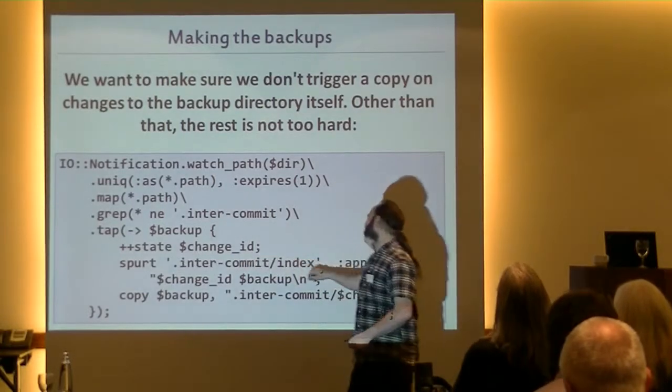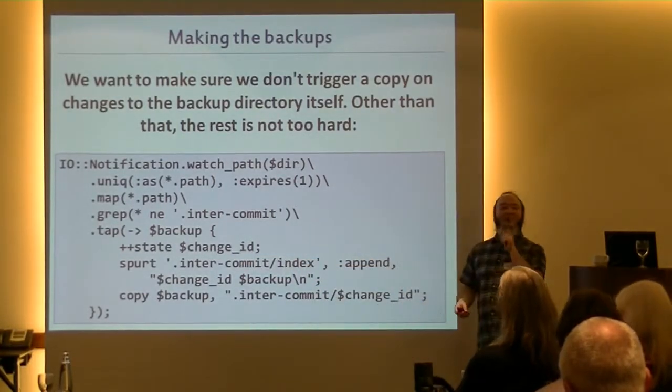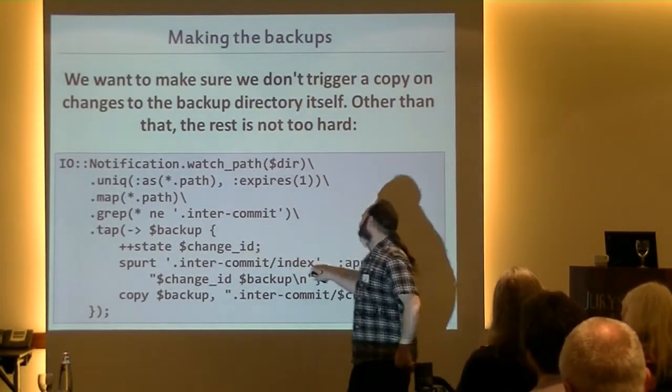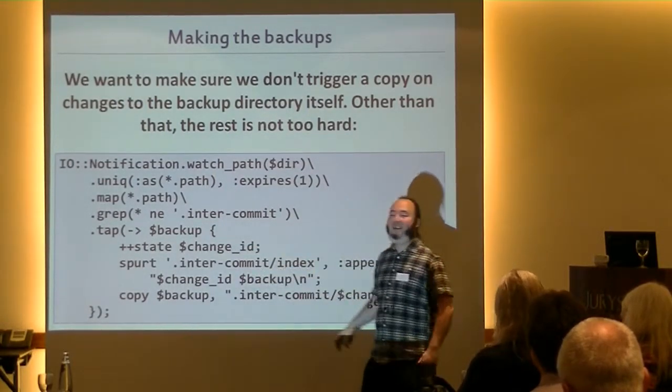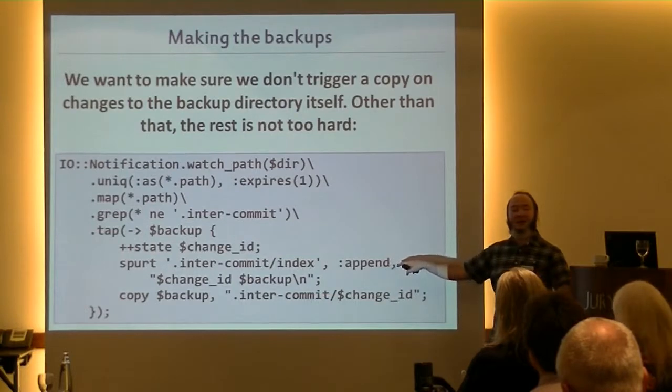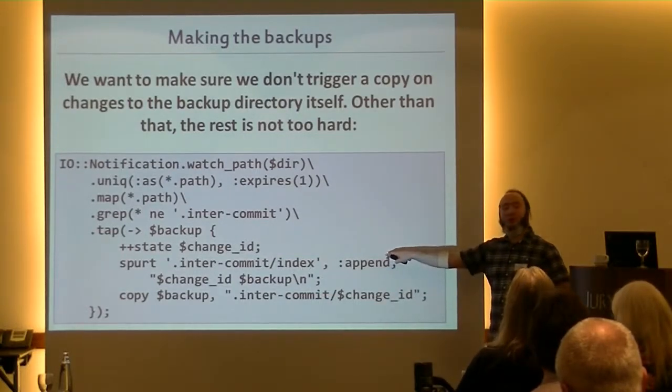So here, what we can do with spurt is give it the file name and the data, but we can actually also give it a named argument here. Liz showed you the colon pair syntax.